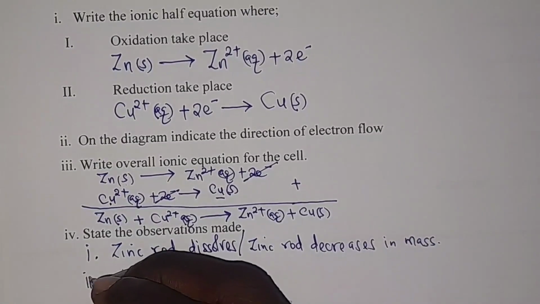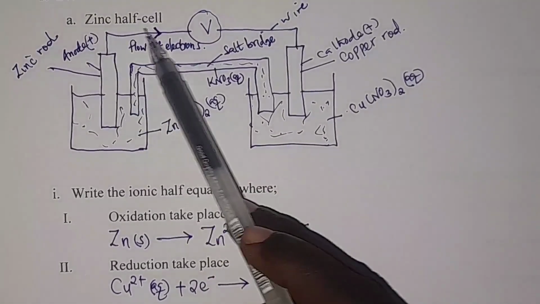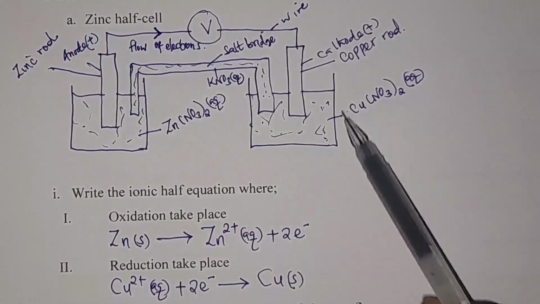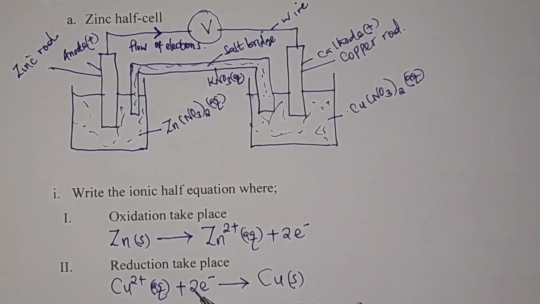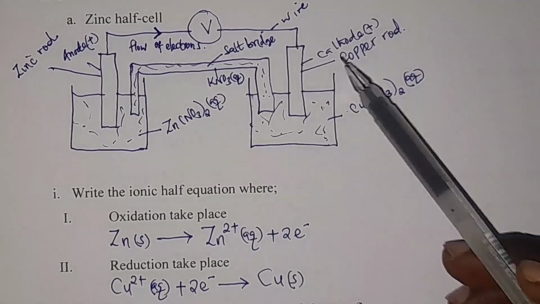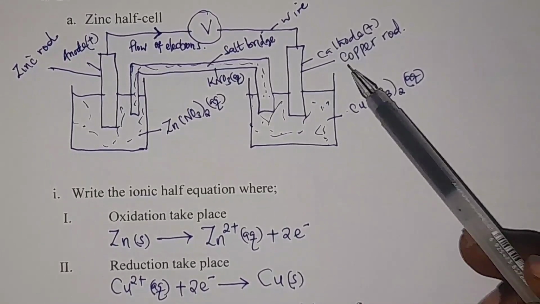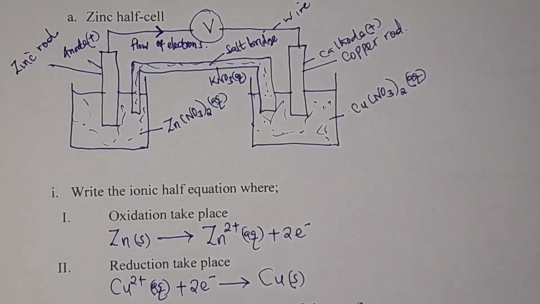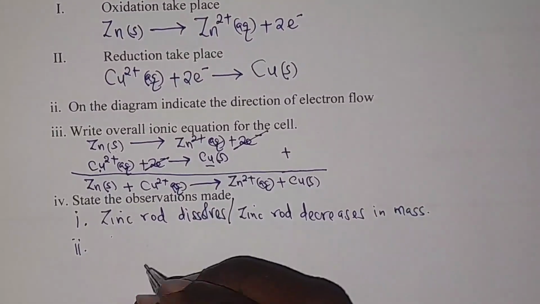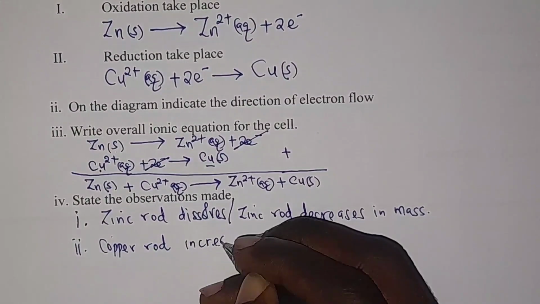For the second observation, we said those electrons that are lost will flow through the wire, and they are going to react with copper-2 ions, which are in solution form. So when copper-2 ions gain 2 electrons, we are going to get copper metal. So that means it is going to be deposited on the copper rod. So the size of this will increase, or this copper rod increases in mass. That will be the second observation that we are going to see there. So we are going to say the copper rod or copper electrode increases in mass.